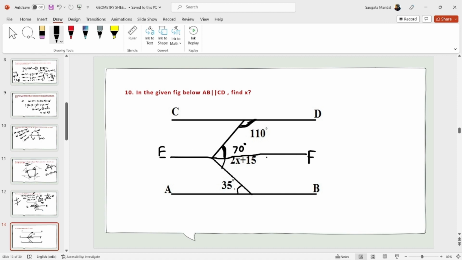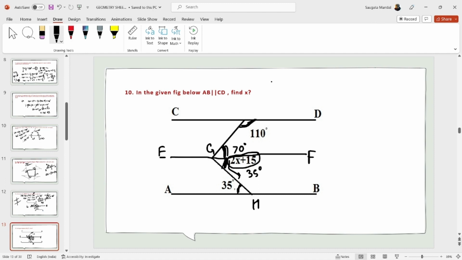EF is parallel to AB and GH is a transversal line. So this angle is equal to this angle. Why? These are alternate angles. That means this part is equal to 35 degrees. The sum of this part and this part is equal to 2x plus 15 degrees.